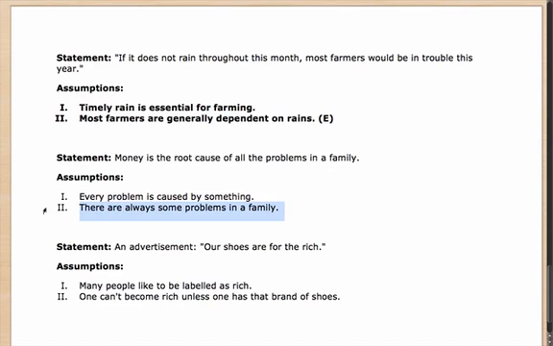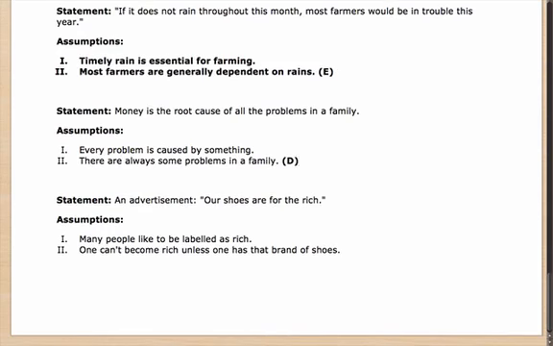Second one says there are always some problems in a family. Once again, it is not necessary. See, the statement says if there are any problems, then money is going to be the root cause of all of them. But nowhere does it say that there will be problems. So again, in this particular case, neither the first one nor the second one is an implicit assumption, which means I'll have to mark D in this particular case.